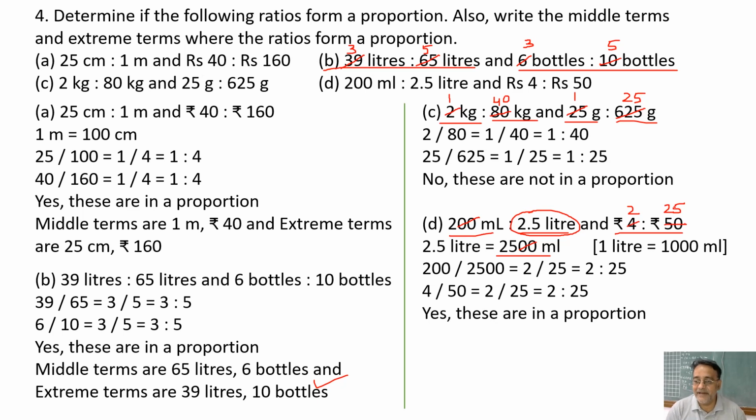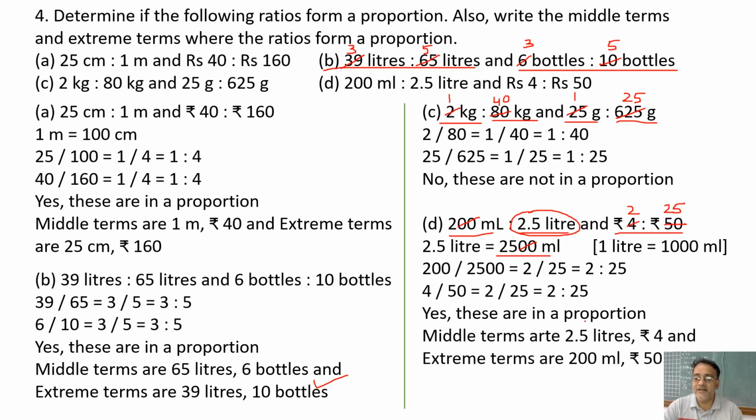Now tell me the middle term and extreme term. Middle term पहले बताओ. 2.5 liter and rupees 4. Very good. And extreme terms? 200 milliliter and rupees 50. Very good. Middle terms are 2.5 liters and rupees 4, and extreme terms are 200 milliliter and rupees 50. Right. So now we are moving toward the next.